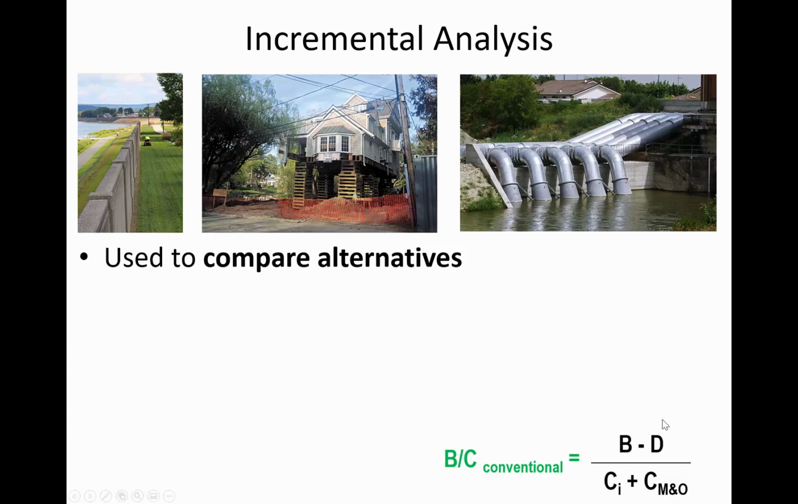D is the disbenefits, and disbenefits refer to things like noise, pollution, delay, or the visual ugliness of seeing a wind turbine up on the ridgeline.